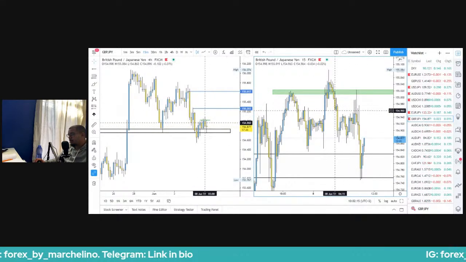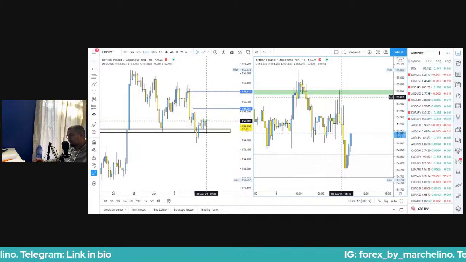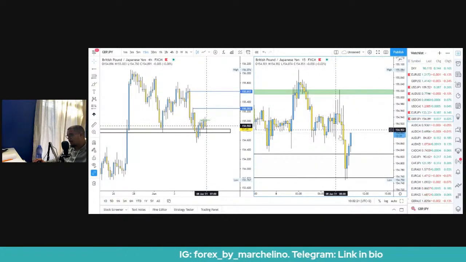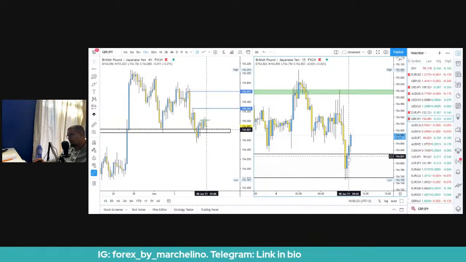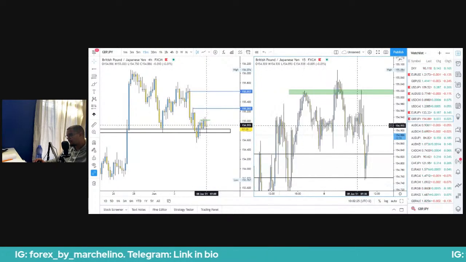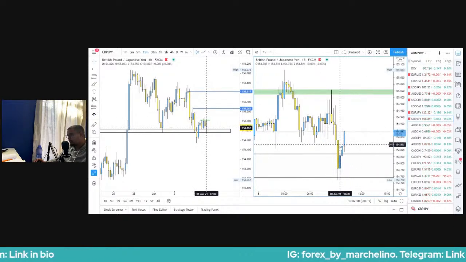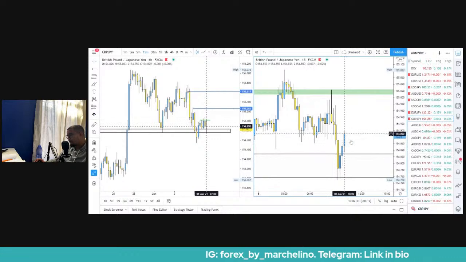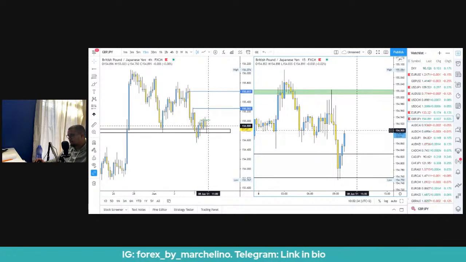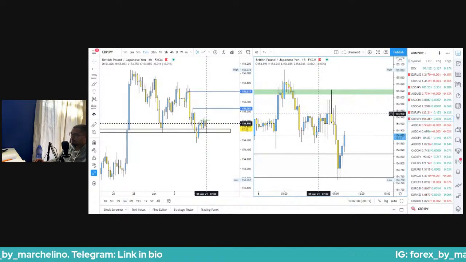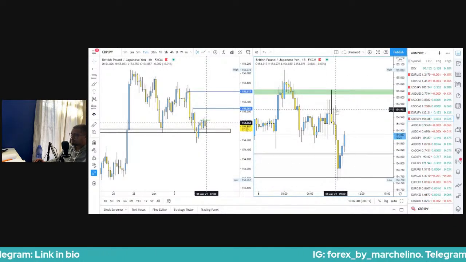See, the problem that I have with this is that we formed this lower high, lower low type formation within this region right here this morning. So now we're going to have a pushback. This probably would have been enough to get you to break even though, but yeah, you feel me?